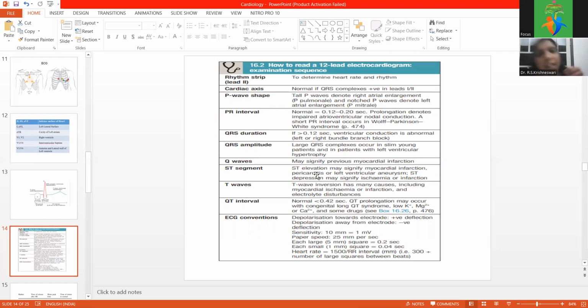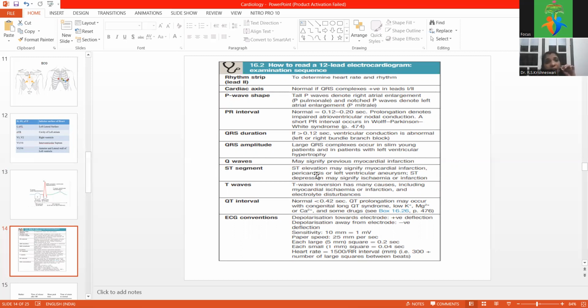Okay. Next is cardiac axis. Cardiac axis is normal if QRS complexes are positive in leads 1 and 2. Lead 1, 2, and AVF is also very important. Normal cardiac axis if QRS complexes are positive in lead 1, 2, and also AVF.